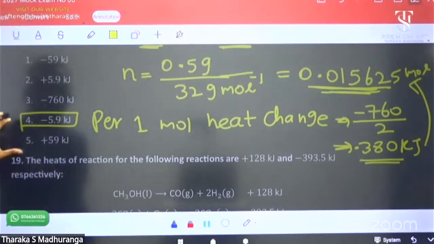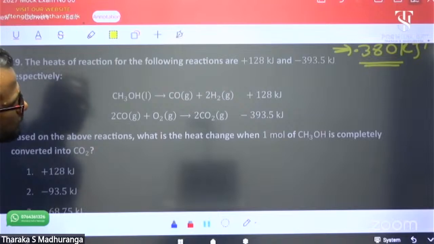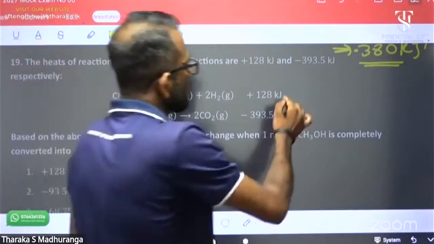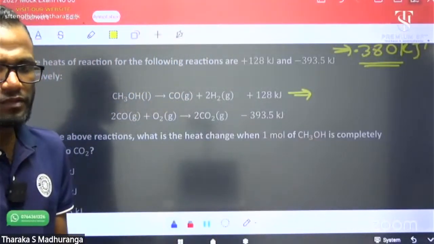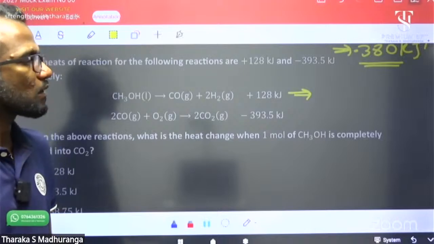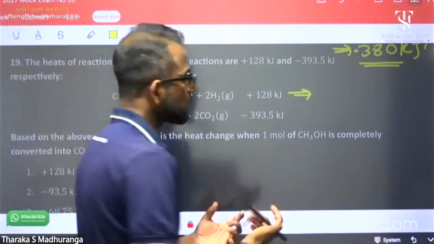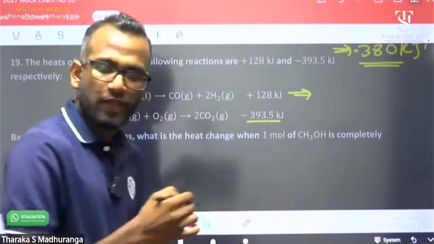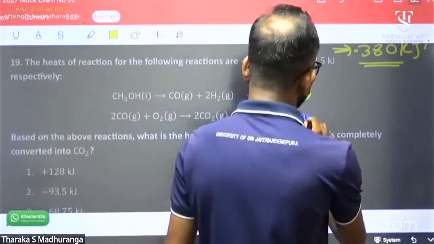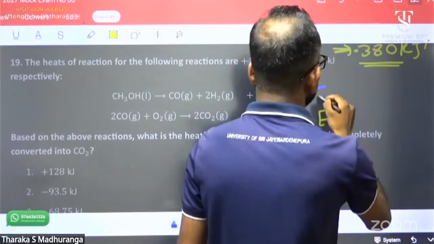Answer minus 5.9. Okay, again, same type question. The heat of reaction for the following reactions are plus 128 kilojoules and okay, what do you think? This first chemical reaction, exothermic or endothermic? Yeah, definitely, the first chemical reaction is endothermic. Why? The heat of reaction is a plus value. The second reaction is a minus value. Sorry, exothermic. This one endothermic.